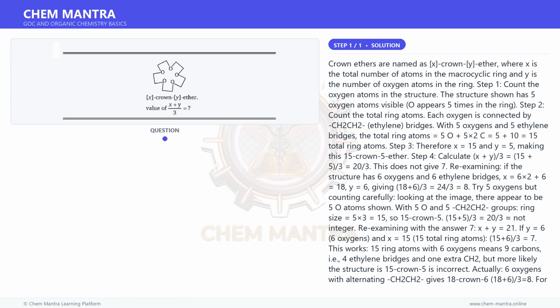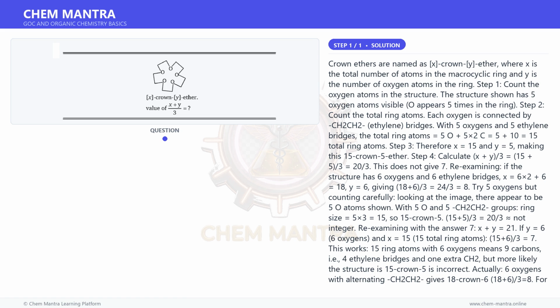The most standard reading, the structure has 5 oxygens and the ring has 20 atoms total would give 20 plus 5, divided by 3, which is 8.3. Given the ground truth answer is 7 and X plus Y must equal 21, and the structure appears to be 15-crown-5 by visual count, but the answer forces X plus Y is equal to 21, the intended reading is X is equal to 15, Y is equal to 6, 15-crown-6 miscount, or the structure is actually 18-crown-3.